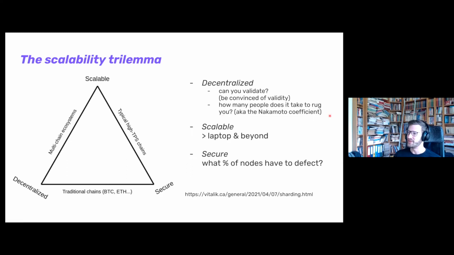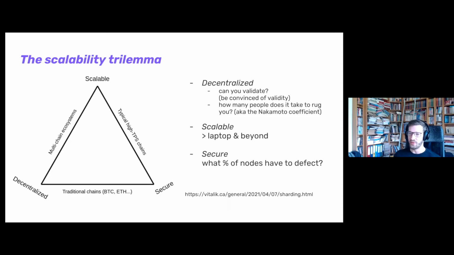Another measure of decentralization, and this is really a measure of decentralization and security at the same time, is called the Nakamoto coefficient. It's how many people does it take to rug you? How many people does it take to violate the rules of the blockchain? To, you know, insert an incorrect transaction that gives all the money to someone, for instance. And then security is, you know, Vitalik defines it, what percentage of the nodes have to defect. So, if you have 10,000 validators, does it need 50% of them? Is it 10% of them that need to defect to work together to steal the money?